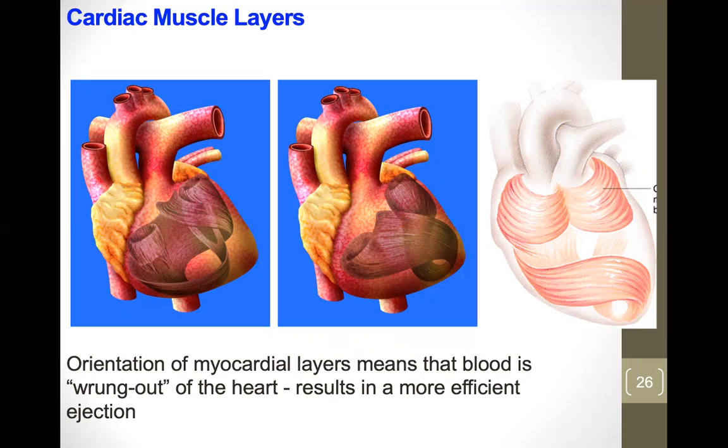The way that the different layers of the heart muscle work makes it so that it's wringing the heart out, so that when it contracts, it's going to push blood up here. It's almost like you're wringing out a towel to get rid of all the fluid that's in it, except it's the heart that we're doing that with. It results in a more efficient way to get blood leaving and exiting the heart. So it's a more efficient ejection doing it this way.